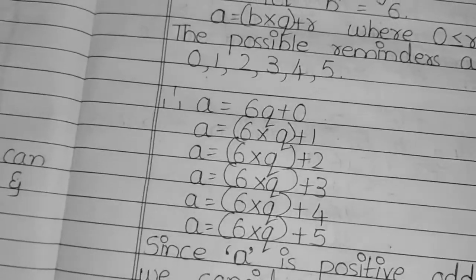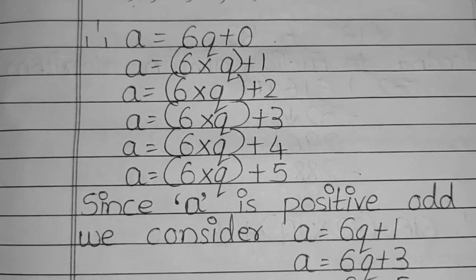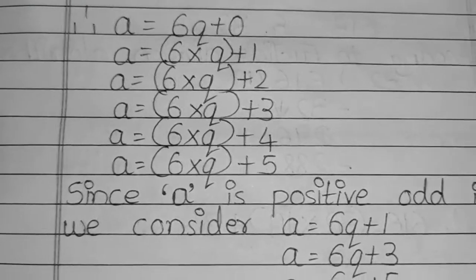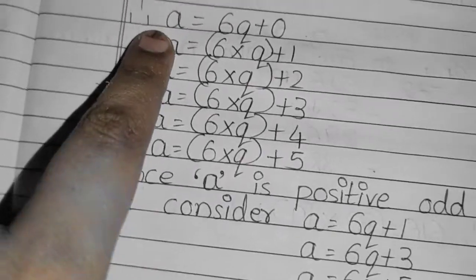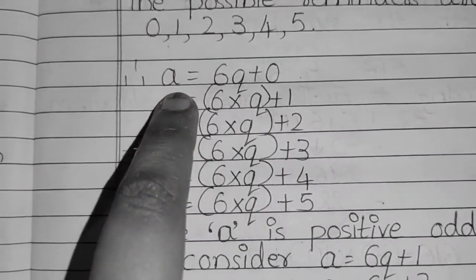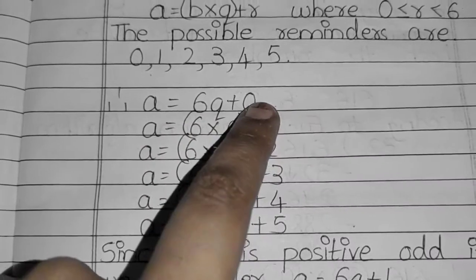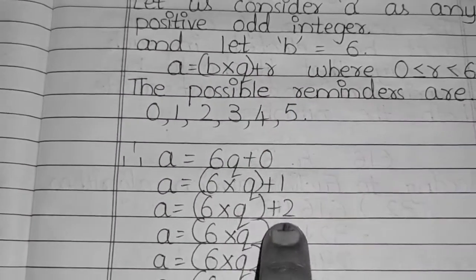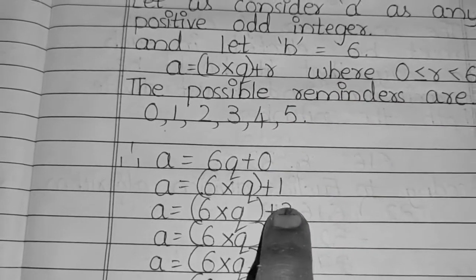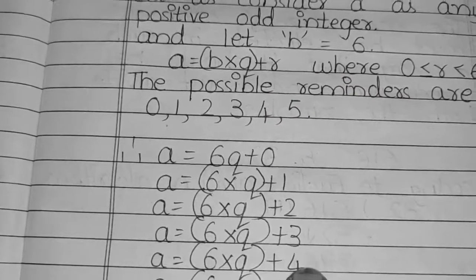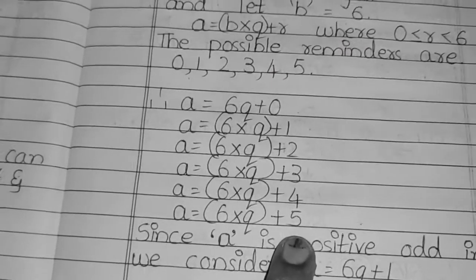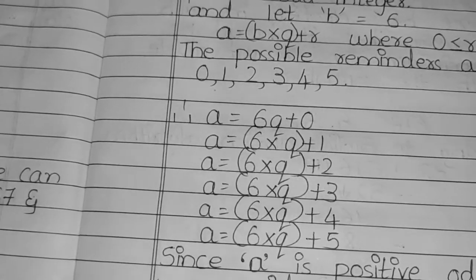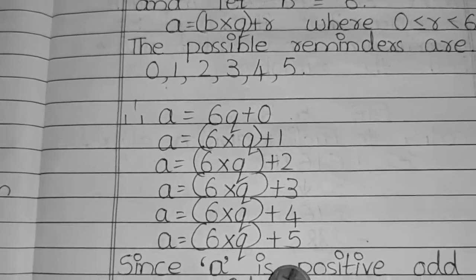So what are the possible answers here? The answer forms as A. As we don't know the value of A, we will keep it the same: 6q plus 0. We have kept the remainder part vacant, so we will put down the values 0, 1, 2, 3, 4, 5, as we had got that the remainders will be less than 6.